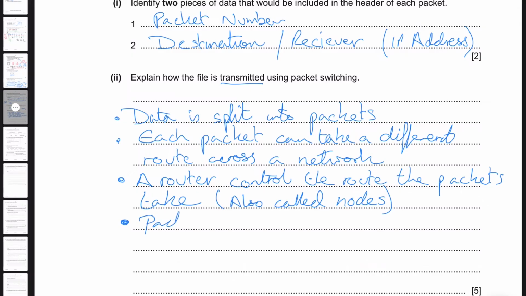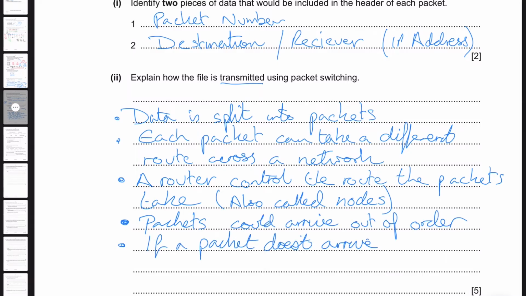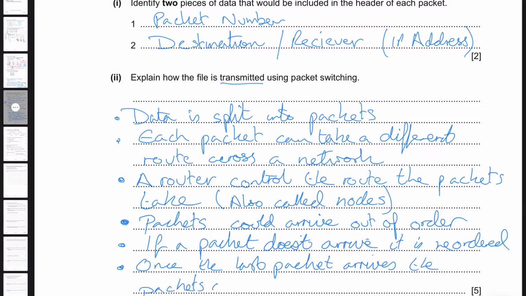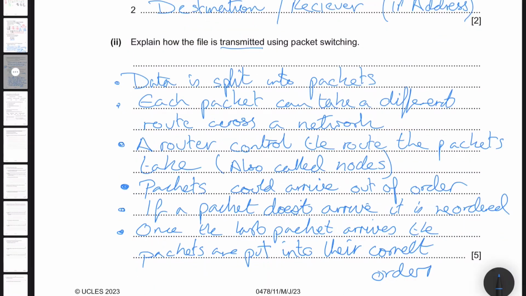Packets could arrive out of order. If a packet doesn't arrive, it is reordered. Once the last packet arrives, the packets are put into the correct order. So that would give us 5 marks because we've talked a lot about all the different things that happen. So data is split into packets, each packet is sent on a different route across the network. The routers or nodes control the route of the packets. Packets could arrive out of order. If a packet doesn't arrive, it is reordered. Once the last packet arrives, the packets are put back into their correct order. Okay, that will do for that.